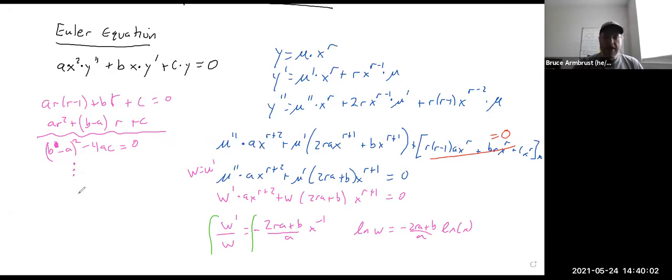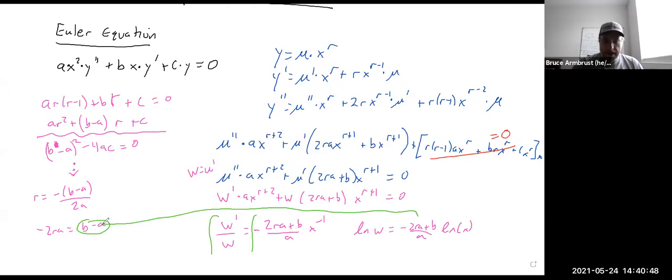I'm just going to tell you, do a little bit of work on this. And if that is true, think about that repeated root. That repeated root then is going to be r equals negative b minus a over 2a, because we get the plus 0 business there. So negative 2ra is equal to b minus a. So take this and replace it for the 2ra, I should say.